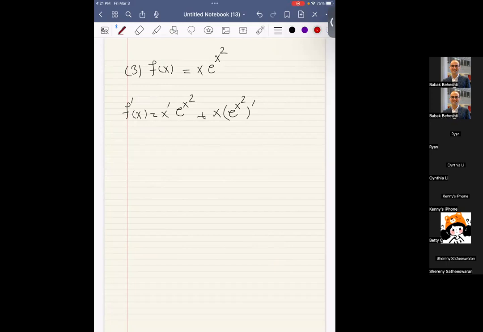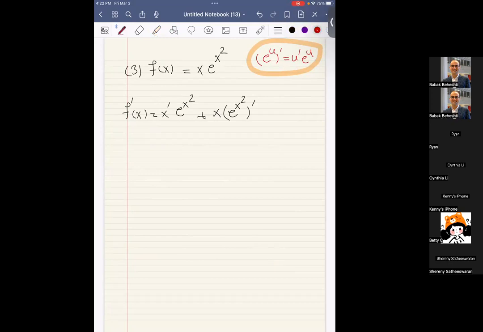Remember, I just told you that the derivative of e to the power u is u prime e to the power u. This was a lesson we just learned. The derivative of e to the power u is u prime times e to the power u.